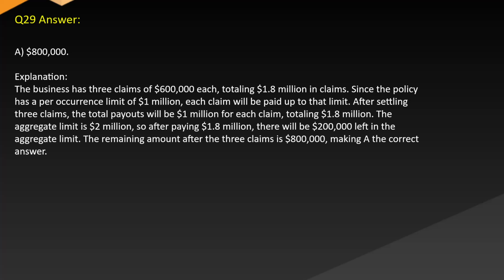Answer A. $800,000. Explanation. The business has 3 claims of $600,000 each, totaling $1.8 million in claims. Since the policy has a per occurrence limit of $1 million, each claim will be paid up to that limit. After settling the 3 claims, the total payouts will be $1.8 million. The aggregate limit is $2 million, so after paying $1.8 million, there will be $200,000 left in the aggregate limit. The remaining amount after the 3 claims is $800,000, making A the correct answer.